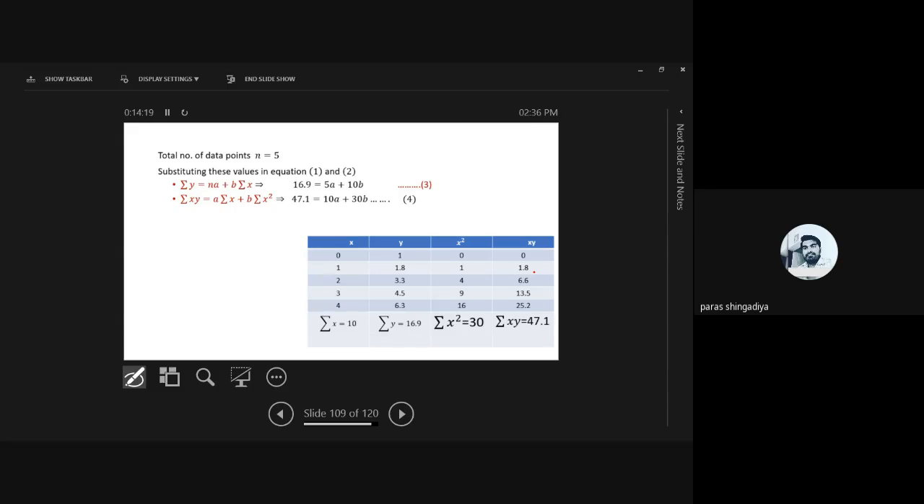Put all these values from the table in the formula: sigma y is equal to na plus b sigma x, and sigma xy is equal to a sigma x plus b sigma x square. Clear? All these values are given in the table. We have already derived them. Use them there and derive the two equations. Then use the calculator option there. A will be 0.72 and B will be 1.32. That is the answer of the first part.